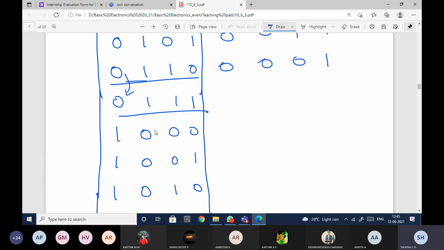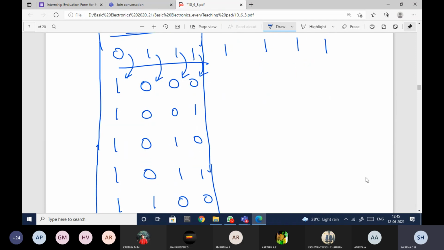Okay, next, these two you need to compare. 0, 1, toggling is happening, so 1. 1, 0, toggling is happening, so 1. 1, 0, toggling is happening, so 1. 1, 0, toggling is happening, so 1. Okay. Next, again you check. Write along with me. All of you please write along with me.